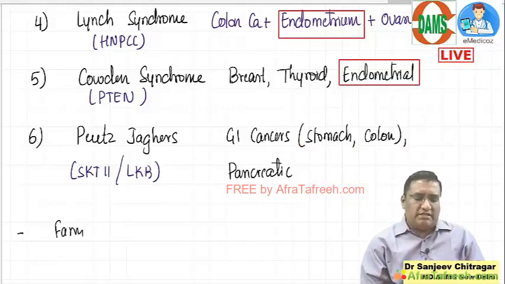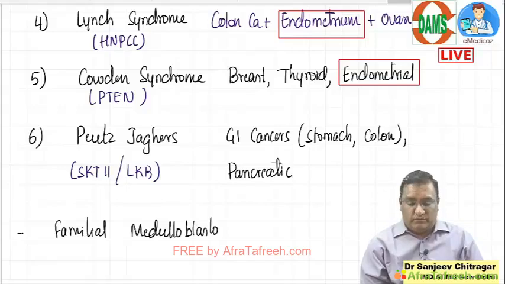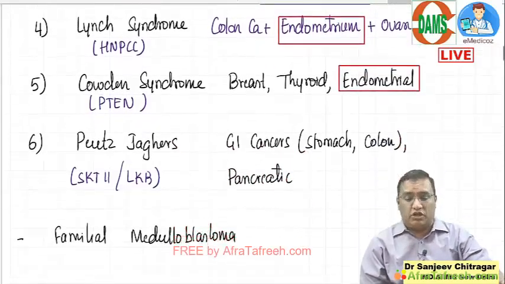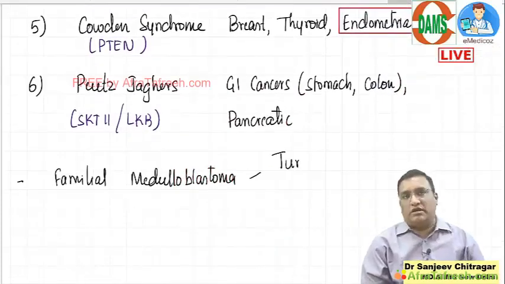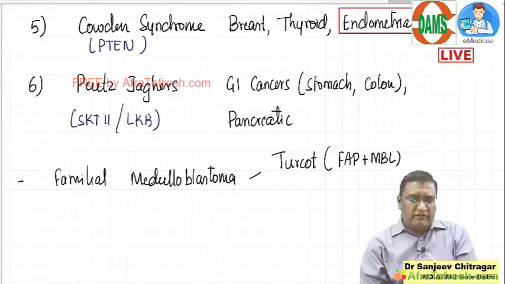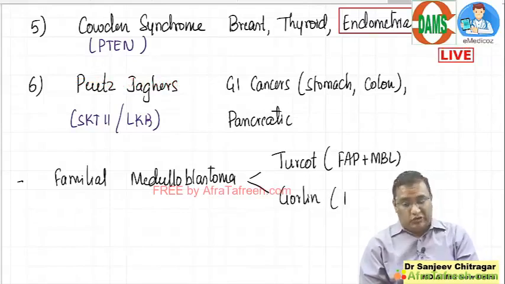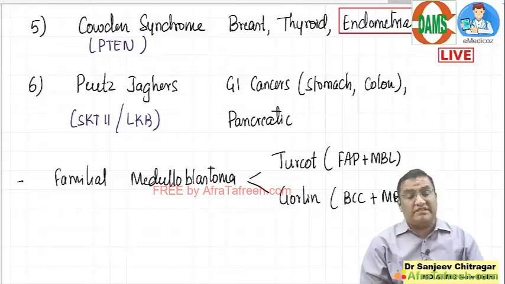Now, next, just to tell you a few things here, combining this, familial medulloblastomas. Where all do you get familial medulloblastomas? We just studied one in Turcot syndrome, correct? You get one in Turcot syndrome, which will have FAP with medulloblastoma. So how will the question come here? FAP with medulloblastoma, Turcot. One more is Gorlin syndrome. Gorlin syndrome will have BCC, basal cell carcinoma, plus medulloblastoma.